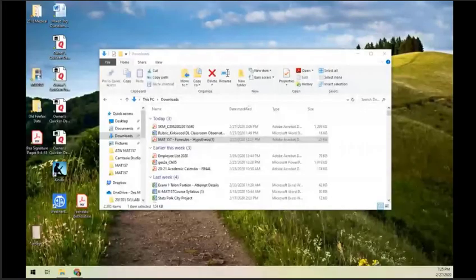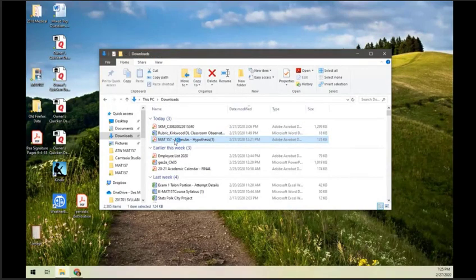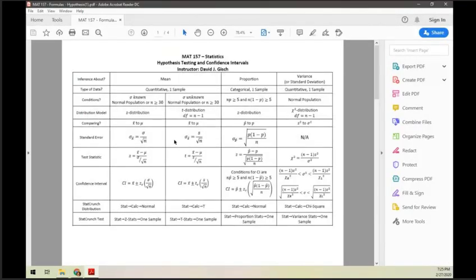Let me pull up. First, let's pull this up. You're going to get a handout when you take your test, and you have access to this. This is in the announcements, and it's also in the resources folder. But it tells you what you're going to do. It helps you go through what test do I use.